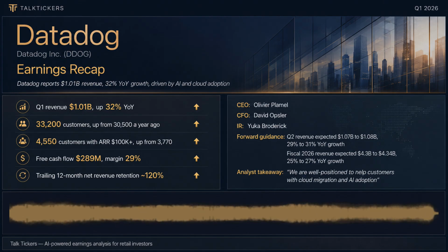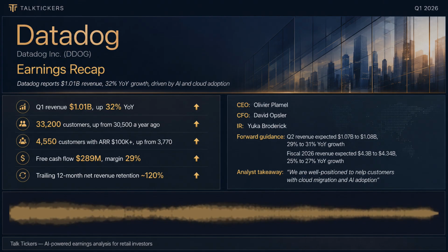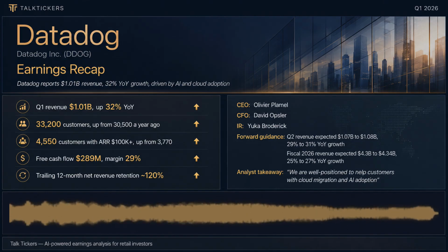Yes. Opsler explicitly stated that their core philosophy for building guidance remains unchanged. They extrapolate based on recent usage trends, but intentionally apply a layer of conservatism to account for unforeseen macroeconomic shocks. But he added a highly specific new detail. What was it? He stated that they applied a higher degree of conservatism, specifically to their absolute largest customer.